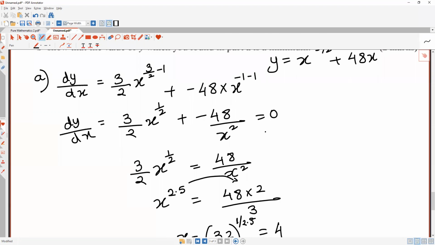You guys got this? Yes. x equals 4. Now we have to find the y value.